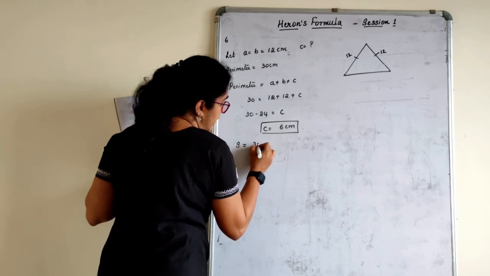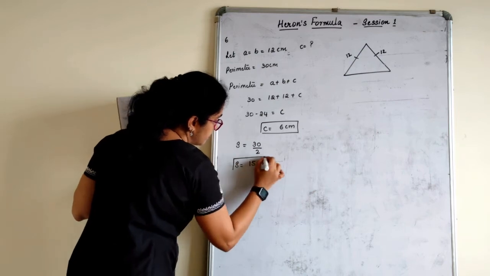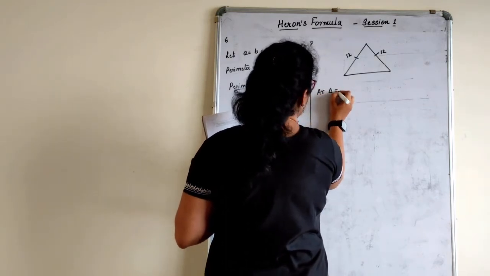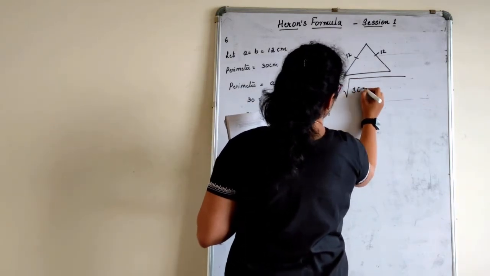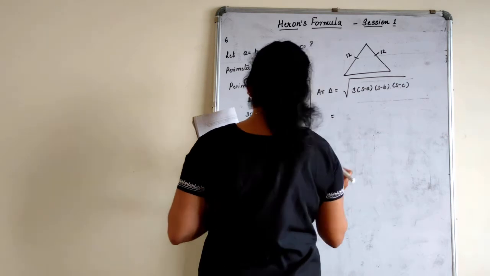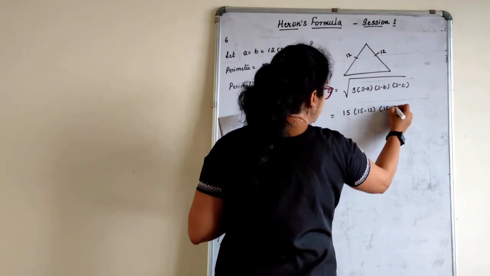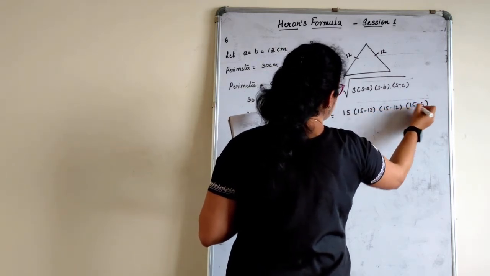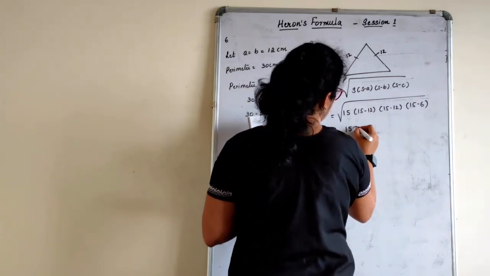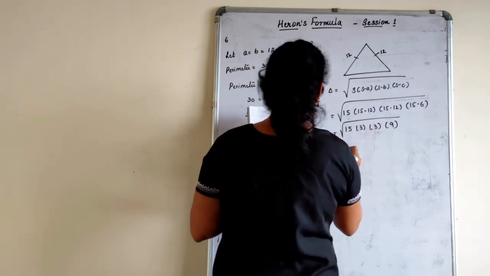Semi-perimeter, S is equal to directly 30 by 2. S is equal to 15 centimeter. A simple one. Find area now. Area of triangle is equal to root of S into S minus A, S minus B, S minus C. S is 15. 15 minus 12, 15 minus 12, 15 minus 6. So 15 as it is. 15 minus 12 is 3, 15 minus 12 is 3, 15 minus 6 is 9.